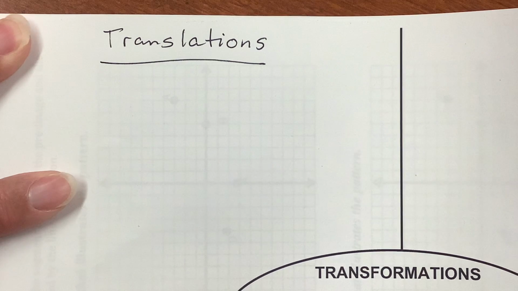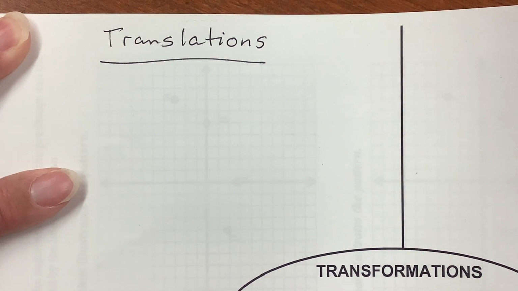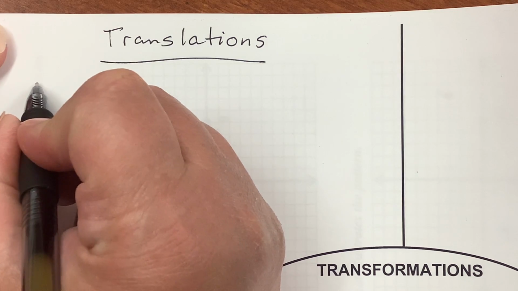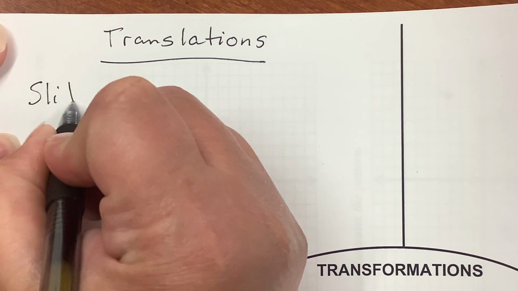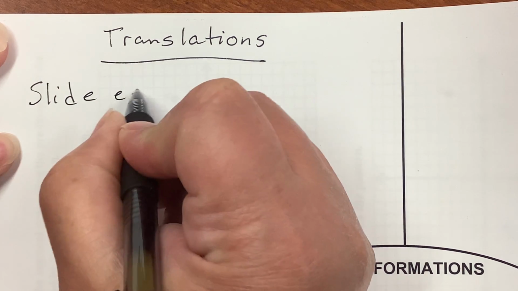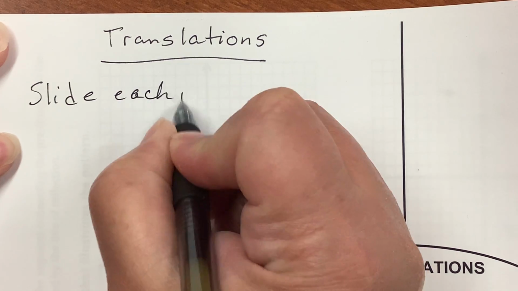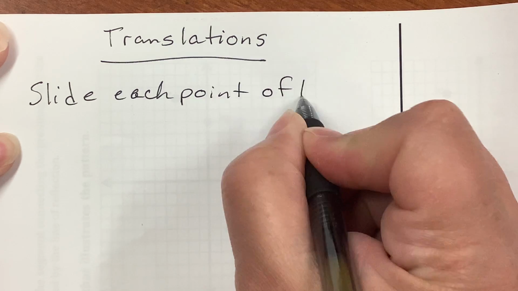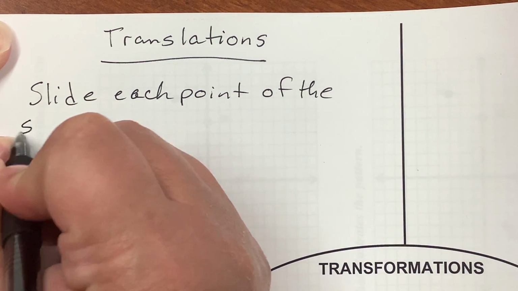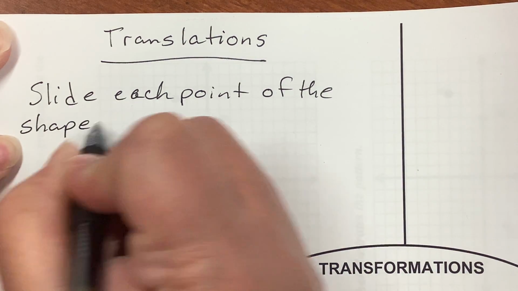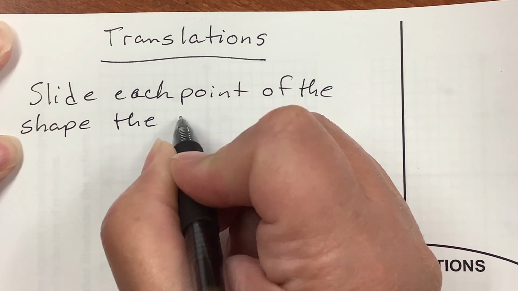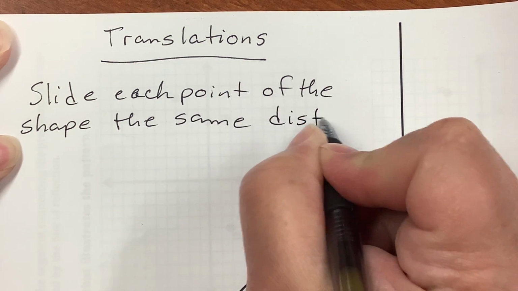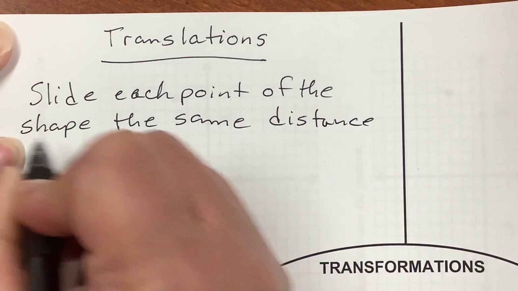Now, what do we remember about translations? Well, remember it had a little picture of a slide? So let's write that down. Slide each point of the shape the same distance in the same direction.